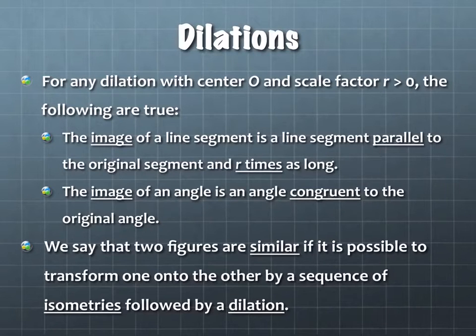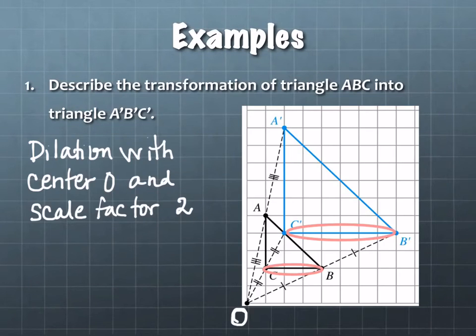We say that two figures are similar. We did this before in another section. If it is possible to transform one onto the other by a sequence of isometries followed by a dilation. So the dilation is the enlarging or the contracting of the object. When it talks about this sequence of isometries, it means you might have had it also shifted around. So this creates a similar triangle, but obviously if I rotated one of the triangles, it wouldn't change the fact that they're similar, right? And that's what that's referencing on that bullet point.